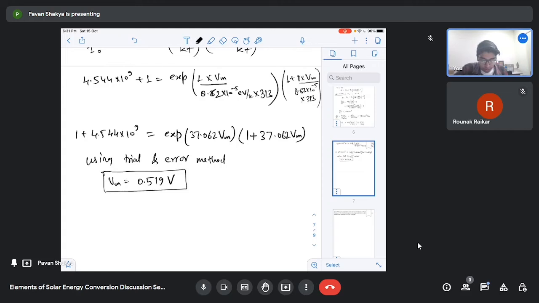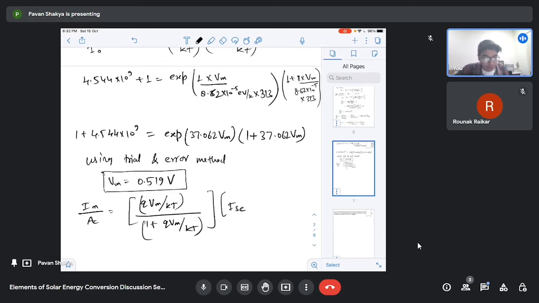Okay, so now we have the value for this Vm, then we can solve it for the Im. The formula for this Im was Im by AC equal to QVm divided by KT, further divided by the 1 plus QVm divided by the KT, and this whole term is multiplied by the ISC plus I naught. Now I am calculating the current density, so it will be divided by this AC.